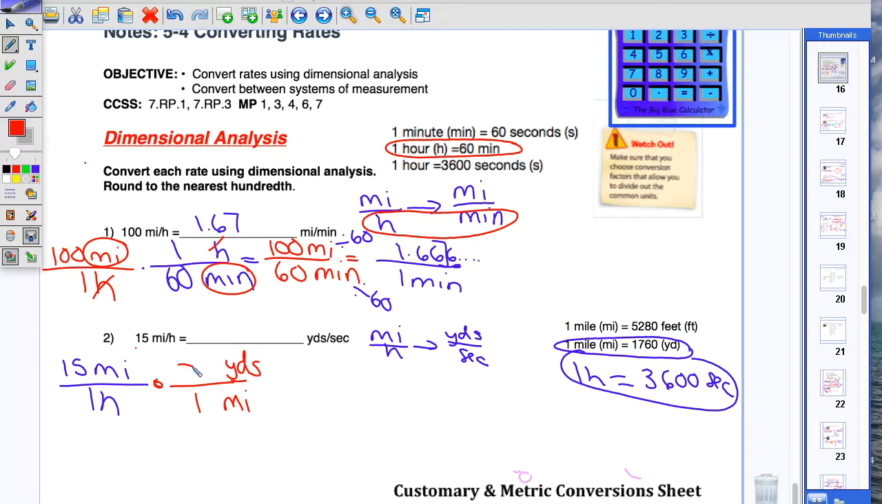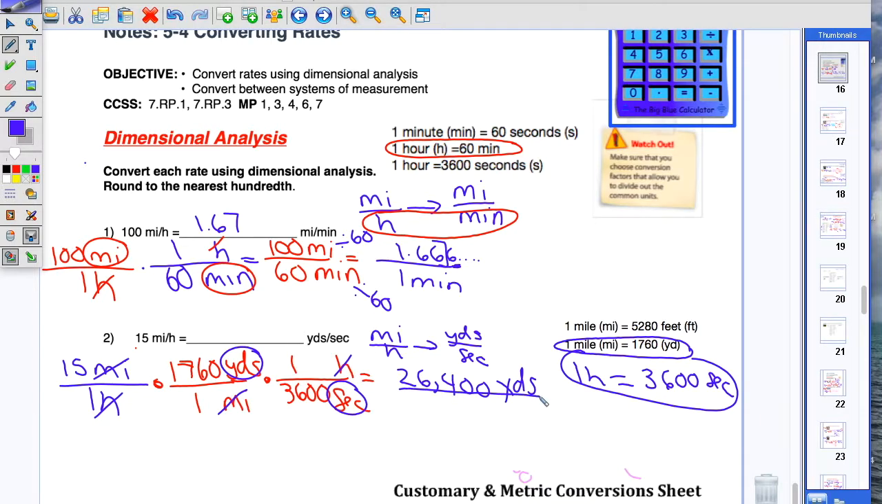1 mile is 1,760 yards. Multiply it by the second conversion factor. Since hours is in the denominator, we want to put it in the numerator, and seconds in the denominator. 1 hour is equal to 3,600 seconds. Multiply your numbers across in the numerator, and you get 26,400. Make sure all those units cancel out. So our miles canceled, we got yards. Our hours canceled, we got seconds. So our label in the numerator is yards. Denominator is 3,600 seconds.